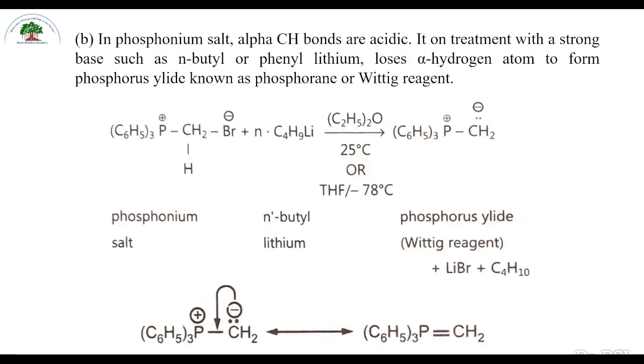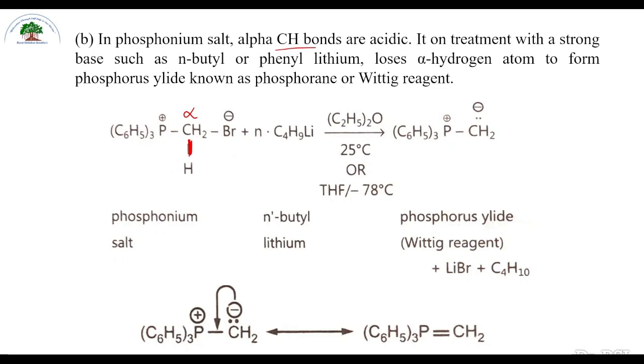In this phosphonium salt, this is the alpha carbon, and this carbon hydrogen bond is very weak, or it is acidic. The weakly bonded hydrogens are known as acidic hydrogens. In this phosphonium salt, this alpha carbon hydrogen bond is weak or acidic.